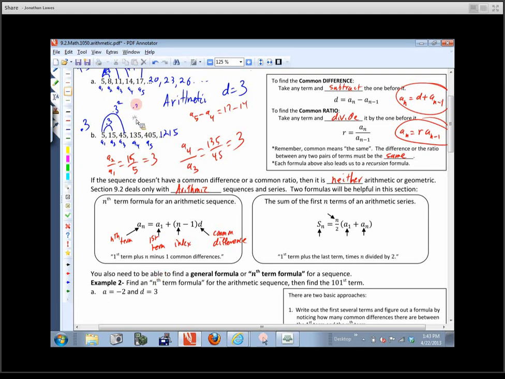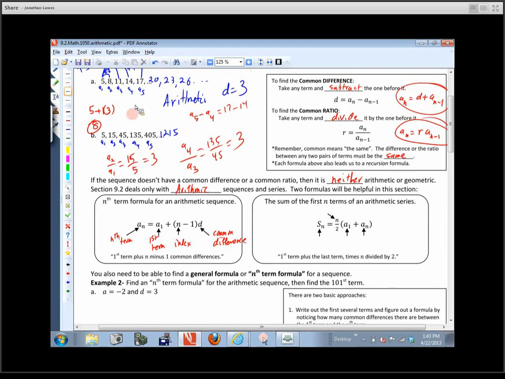And to kind of illustrate that, I'm going to come back and look at this one right here. So let's say I wanted the second term. If I want the second term right here, I start with the first term and I add how many common differences? Just one, because I want to go from the first term to the second term. And we already figured out the common difference was 3, right? So there's our answer of 8.